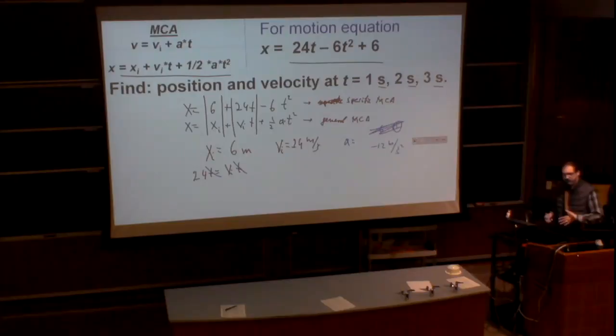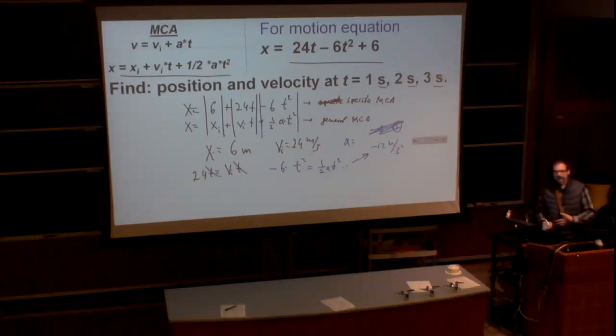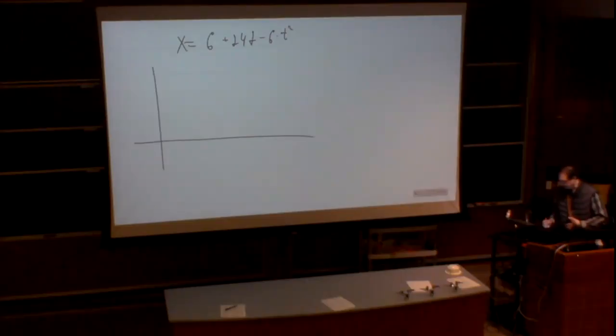Well, of course, technically, that's what we should have done. So we have to compare these two terms. Negative 6 times time squared should be equal to 1 half a time squared. Done. And now, of course, we can calculate anything we want to. But it's much more interesting to understand what is happening. The best approach is to sketch a graph.